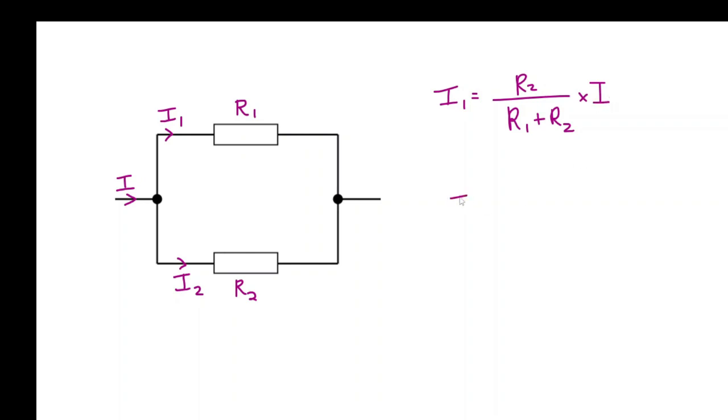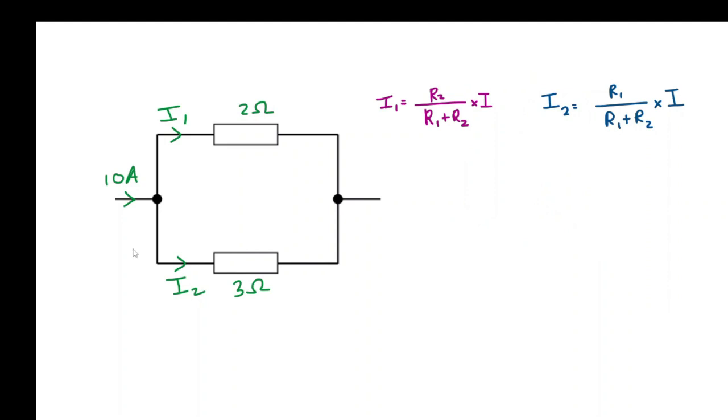Similarly, if you want to get I2, what should I do? I get the other resistor, R1 over R1 plus R2 multiplied by capital I. Now this is a very useful technique so that you can figure out the current that is going through a certain branch straight away. Now I'm going to show you this with an example how it works.